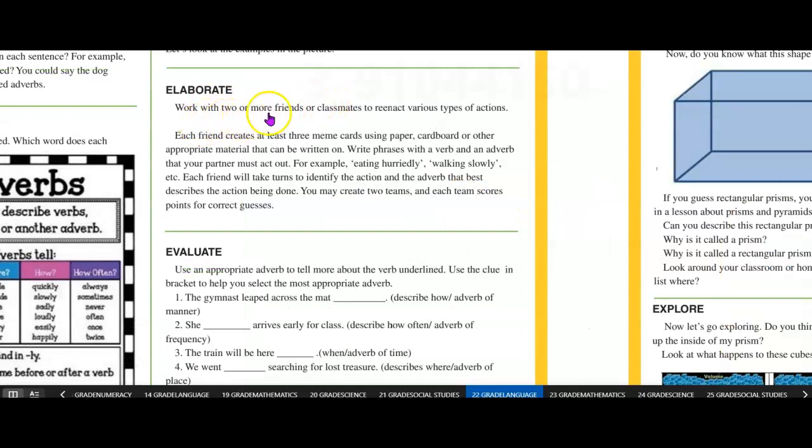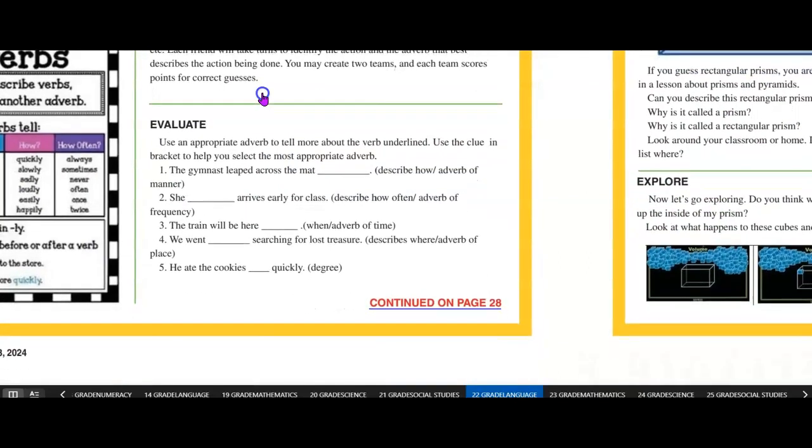Elaborate. Work with two or more friends or classmates to reenact various types of actions. Each friend should create at least 3 meme cards using paper, cardboard, or other appropriate materials that can be written on. Write a phrase with a verb and an adverb that your partner must act out. For example, eating hurriedly, walking slowly, etc. Each friend will take turns to identify the action and the adverb that best describes the action being done. You may create 2 teams. Each team scores points for correct guesses.